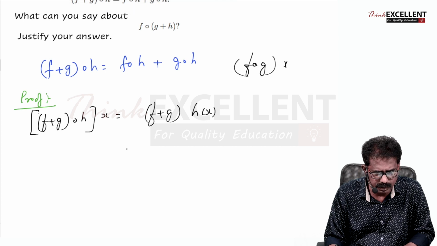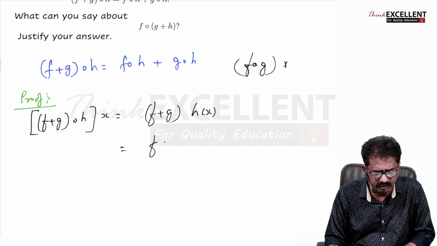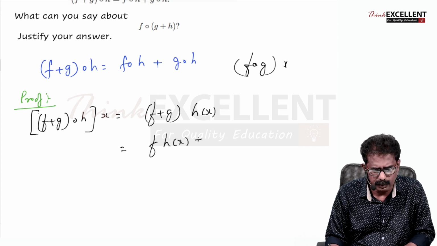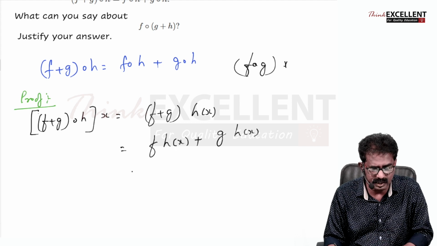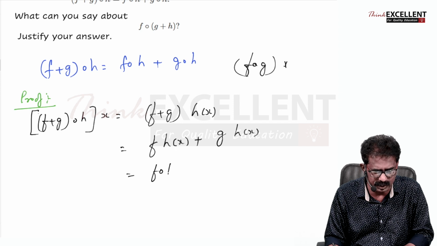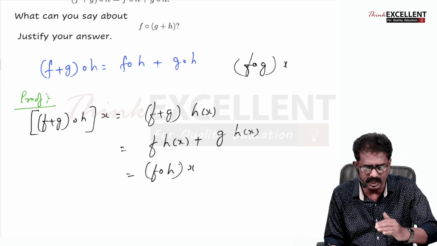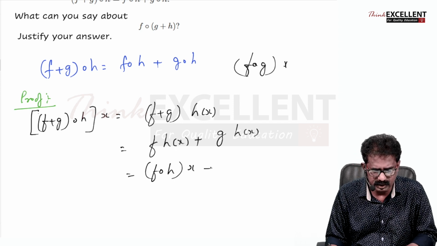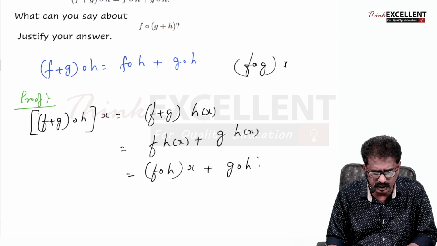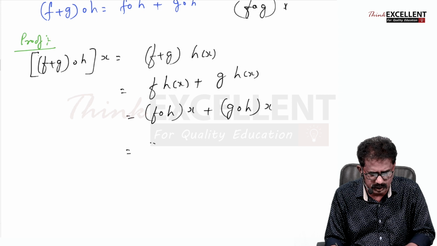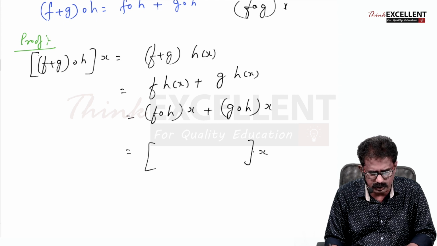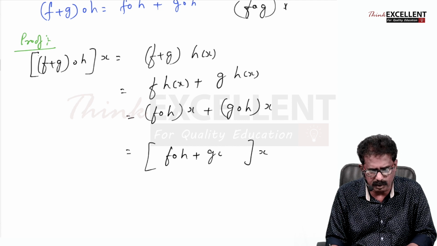So now this you can split into two. f of h of x plus g of h of x. f of h of x means it is f composition h of x. That only you write, f of h of x, right? g of h of x means g composition h of x. So in both the cases, x you take just to put outside, you can write f composition h plus g composition h.